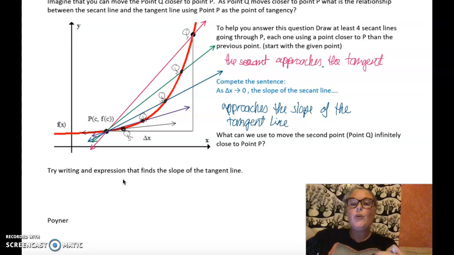So what can we use to move the second point Q infinitely close to point P? Because if it's approaching the tangent line, if I can get delta x to be infinitely small, that means I can approach the slope of the tangent line, or can find the slope of the tangent line. So what in the last unit did we learn about to help us with this problem? I'll pause it and you will write down the answer. I am hoping you wrote limits of some kind.